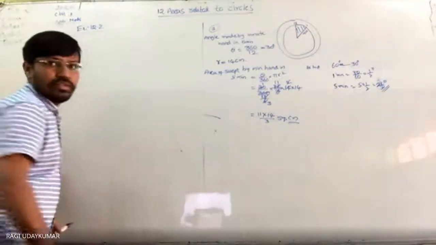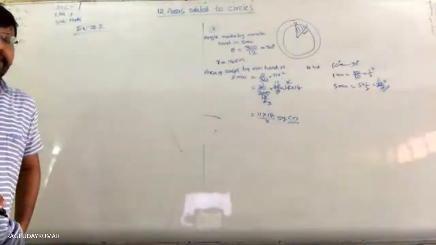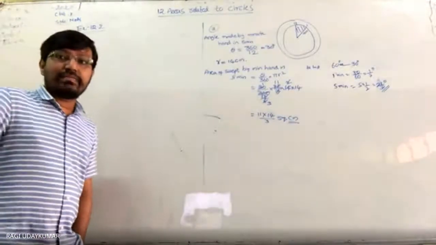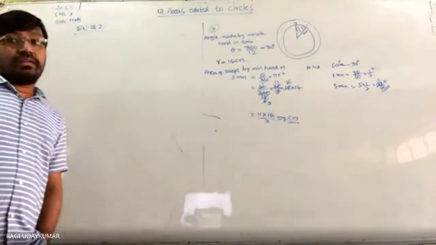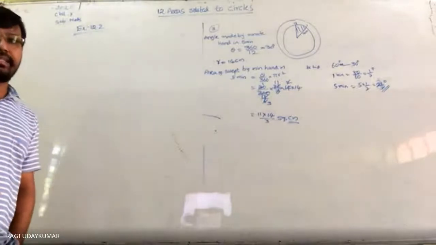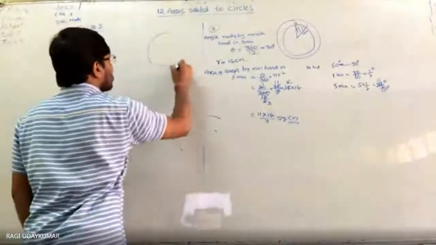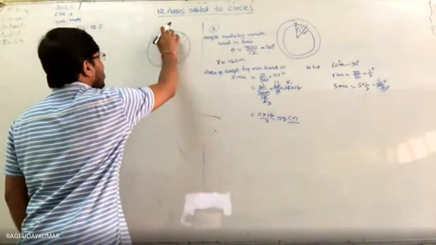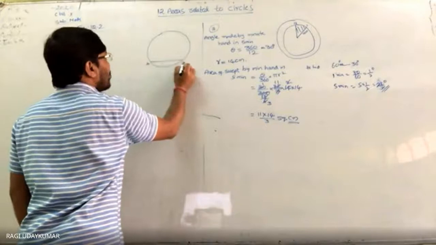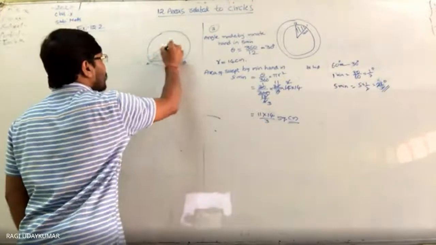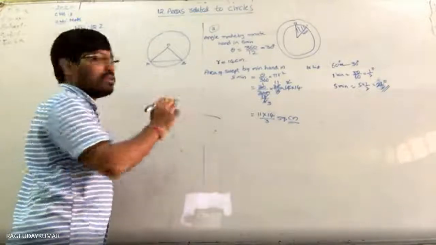Fourth question. So what does the fourth question give? A chord of a circle of radius 10 centimeters subtends a right angle at the center. Understand the question. Radius is given to you, chord length is not given. So this is the chord, and the radius is given like this. OA is the radius, 10 centimeters.